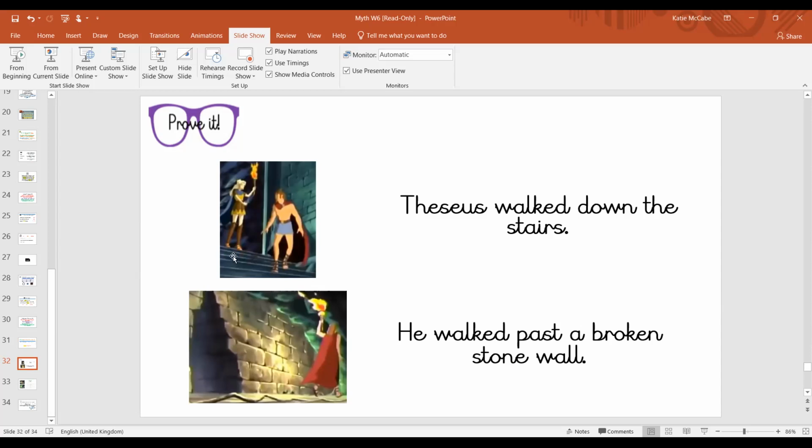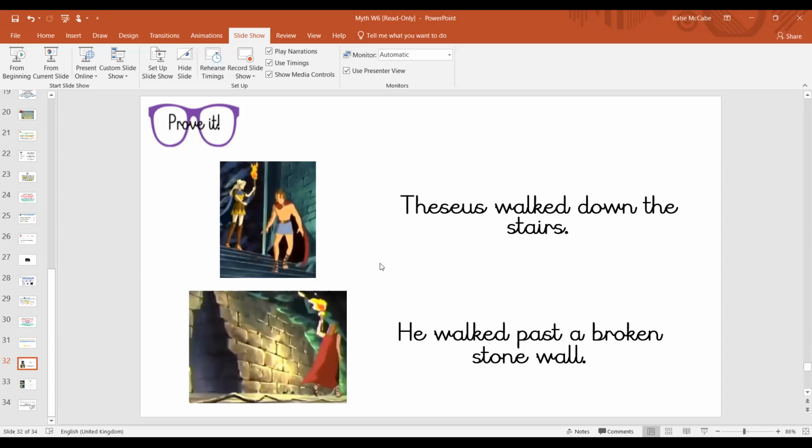So here, we can see Theseus entering the labyrinth, and there's Ariadne there, giving him his ball of string. Our sentence says, Theseus walked down the stairs. Now, I need to identify the prepositional phrase in this sentence. And this is going to be my turn now, Year 3, to do this. So I just want you to watch and listen.